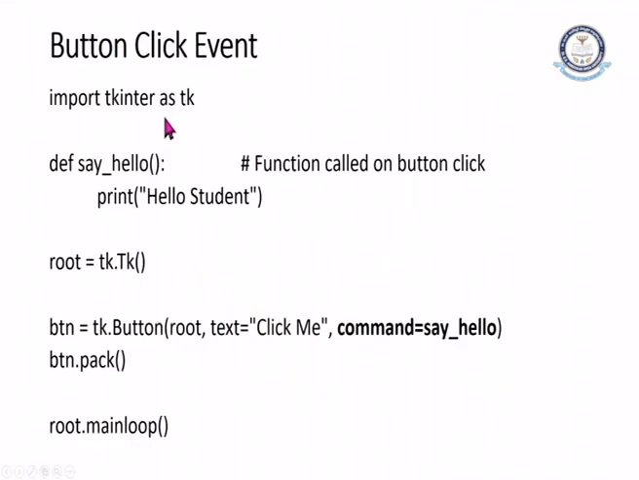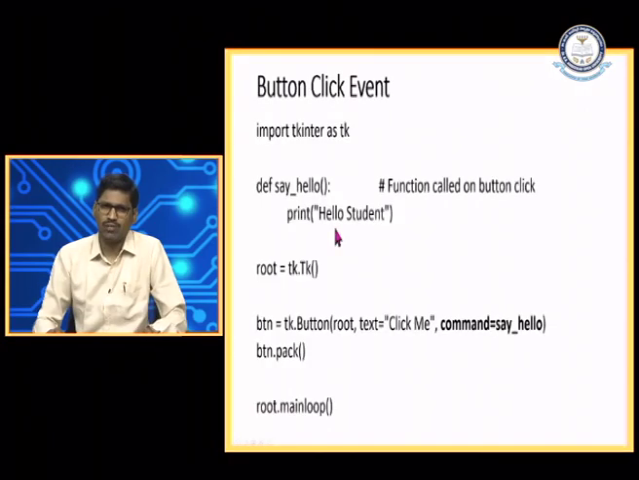Examples are button clicks, key press, mouse move, all these are examples of events. Let me explain the button click event with the help of simple code. First step, as I covered, is importing the library: import tkinter as tk, and define a function as per your requirement. In this example, I want to create a button.